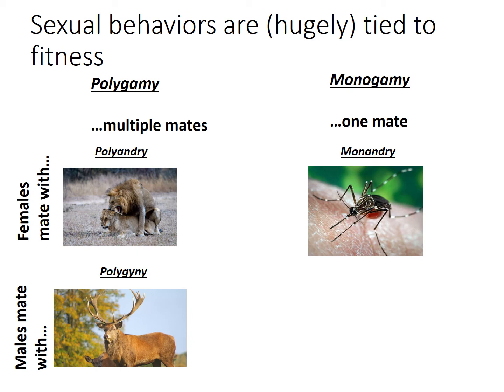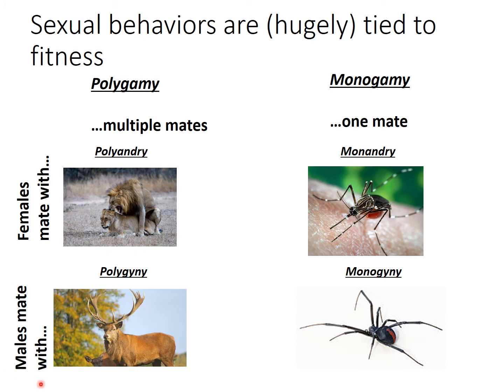Males that mate with multiple females, multiple, poly, gyne or ginny, females. So think of like gynecologist is a female reproductive doctor. So males that mate with multiple females are polygynous. And so an example of this can be seen in a lot of our deer populations where the largest deer will maintain a harem of females with which he mates.